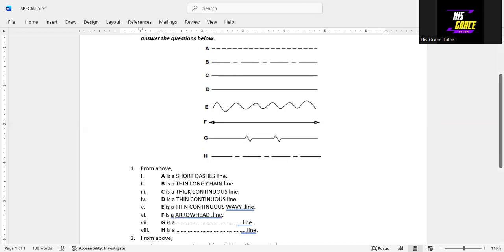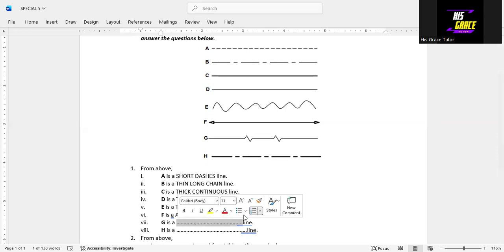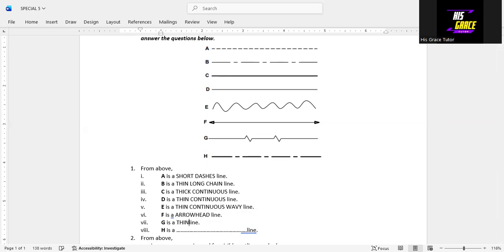Then what about line G? What do we call line G in technical drawing? Line G is called a thin continuous line with short zigzag. So that is what we call line G.